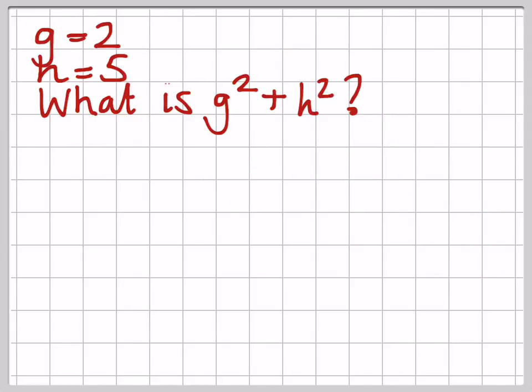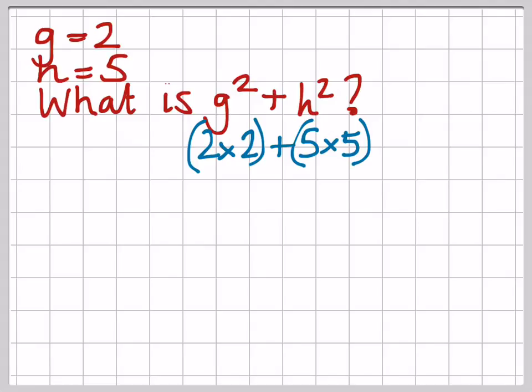Another example here, G is 2, H is 5. G squared would be 2 times 2. H squared would be 5 times 5. And then you add them. So 2 times 2 is 4, 5 times 5 is 25, the total would be 29.